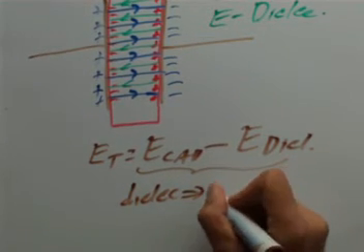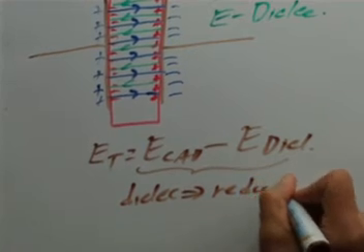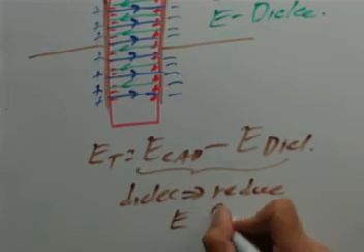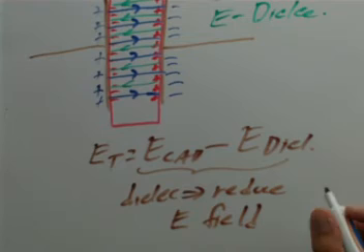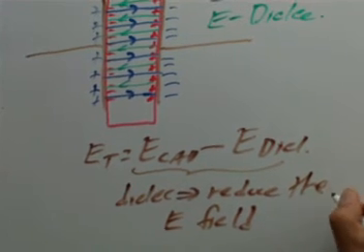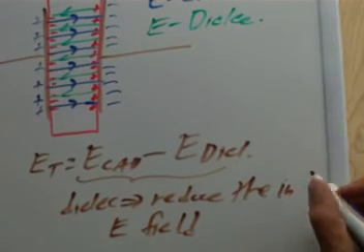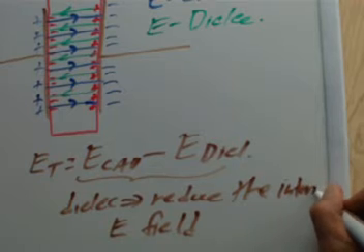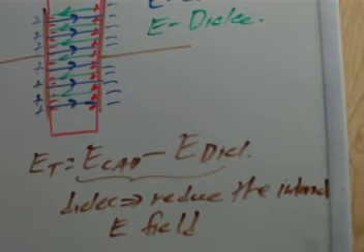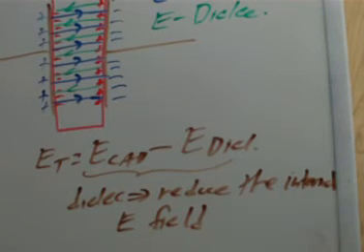dielectrics always reduce the E field, or reduce the internal E field. That's the effect of a dielectric. No matter how you dice it up, you'll always get this polarization opposite to the actual charge on the capacitor, which has the effect of reducing the electric field.